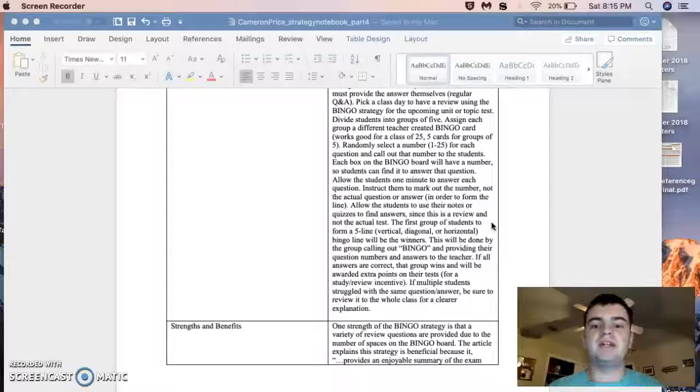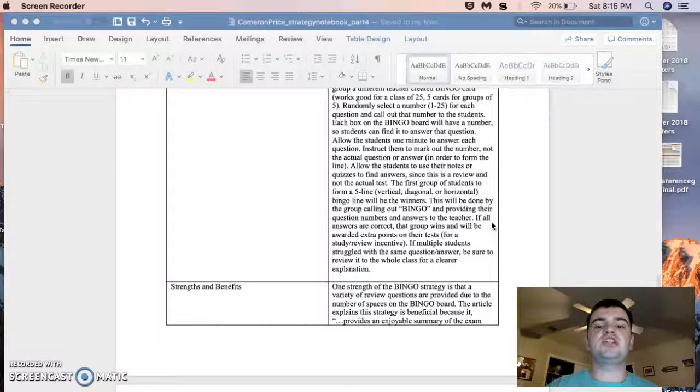Assign each group, like divide the students into groups of 5 and then give each group a different bingo card you created. That works good for a class of 25 because there's obviously 5 times 5 cards for groups of 5 will be good for the class of 25. So once again, they're in groups of 5, they each get a card. And then you as a teacher randomly select a number. You can do it off the top of your head or cut up numbers 1 through 25 and pick them from a bag.